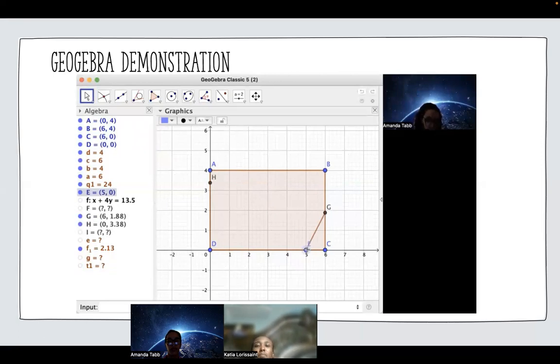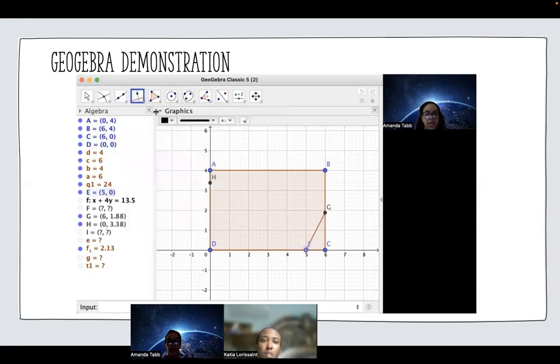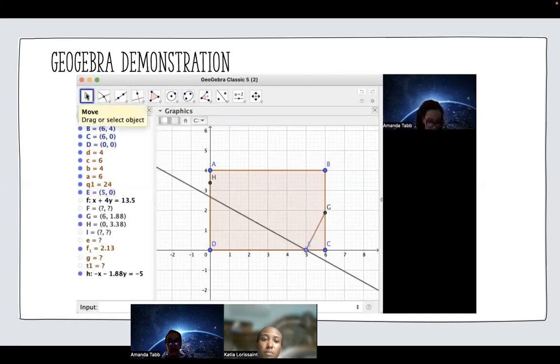So we're going to draw the corner of the folded paper with vertex E, so we have to construct a perpendicular to GE and passing through E. So we're going to go to our perpendicular line right here. We're going to click, we're going to do GE, passing through E. So here and here, perfect.